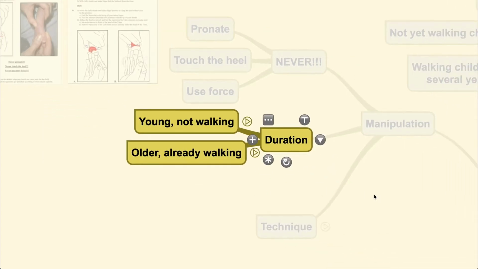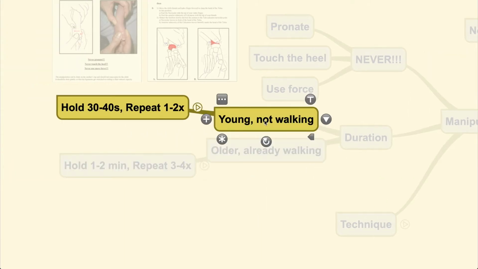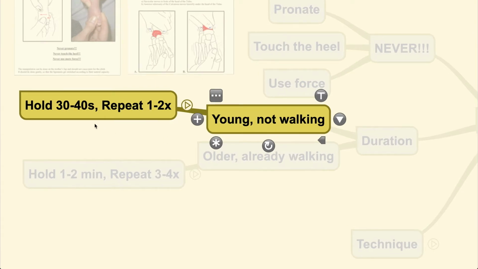Now for the duration, you usually need to manipulate the leg for several minutes. For the young and non-walking patient, you need to hold the foot in the position that you want for around 30 to 40 seconds, and then you release the foot and repeat it 1 to 2 times.